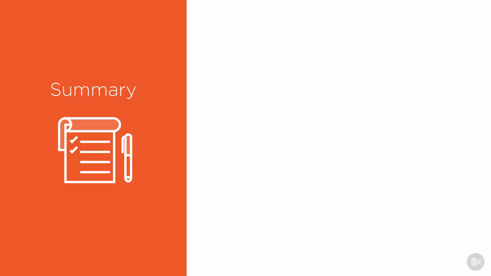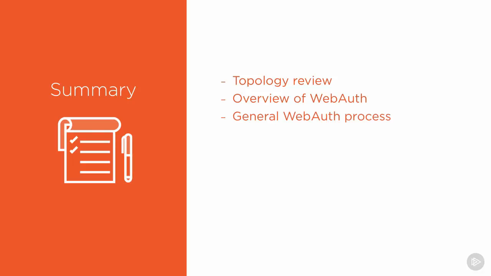Well, let's go ahead and summarize what we've seen in this module. We started out with a topology review. We then did an overview of WebAuth. And we talked about how WebAuth is not only used for guest access, although it is a component of guest access. However, it is also something that we would use to provide a fallback for 802.1x. Well, then we looked at the general WebAuth process at a high level and discussed what would happen when a user connects and how they would get redirected to a portal that would allow them to provide authentication.